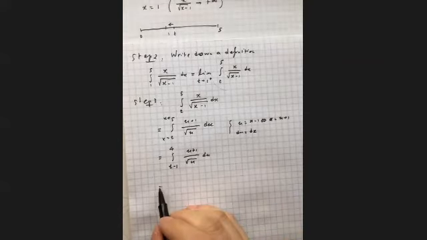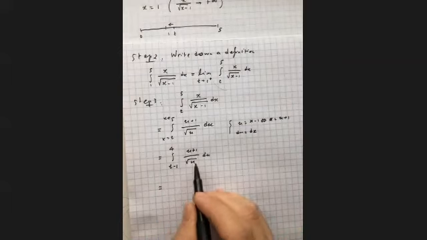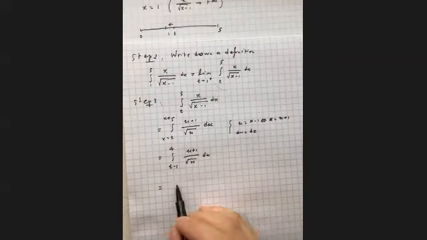This one can be further simplified because I can separate the numerator into u and plus 1. So that becomes 2 integrations.